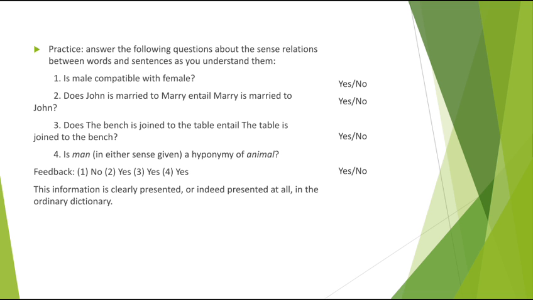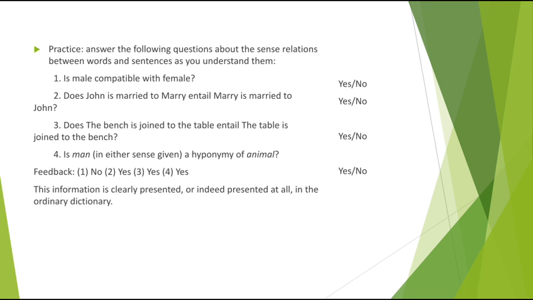Next practice. Answer the following questions about the sense relation between words and sentences as you understand them. Number one, is male compatible with female? The answer is no. Number two, does John is married to Mary entail Mary is married to John? Yes. Number three, does the bench is joined to the table entail the table is joined to the bench? The answer is yes. Number four, is man, in either sense given, a hyponym of animal?